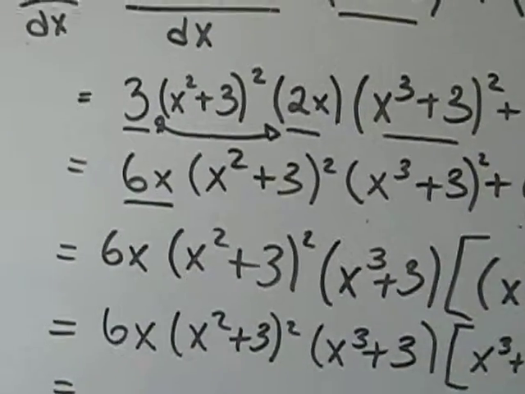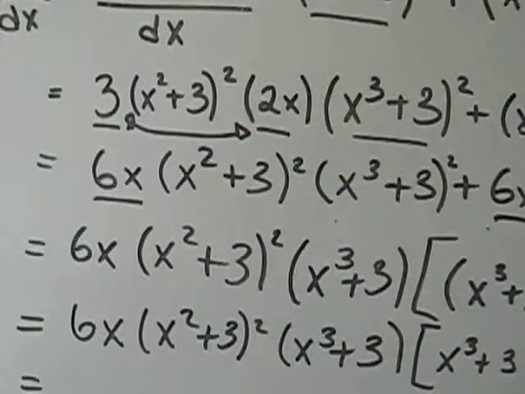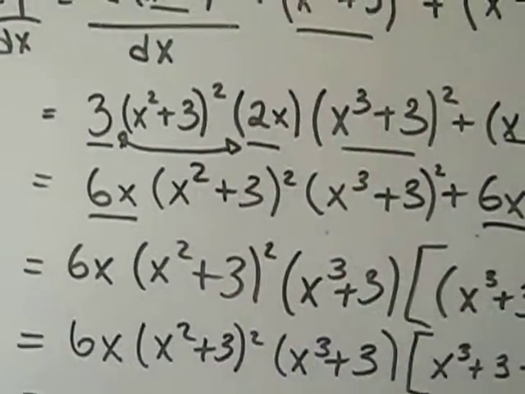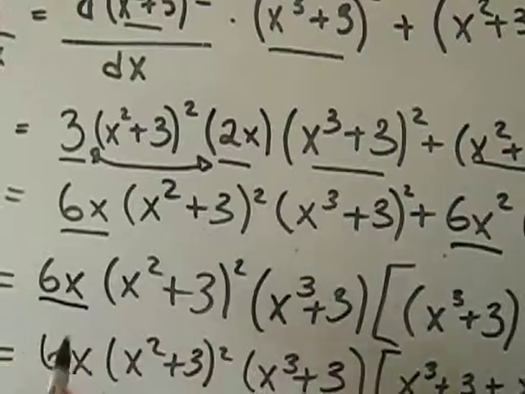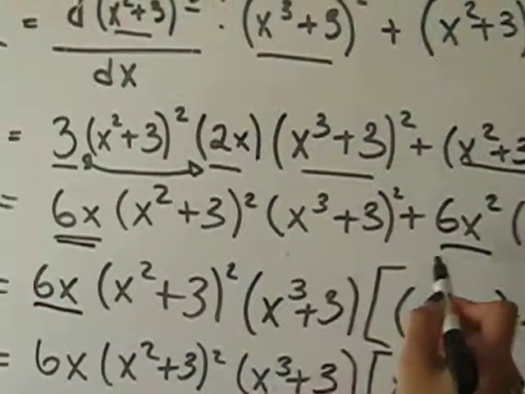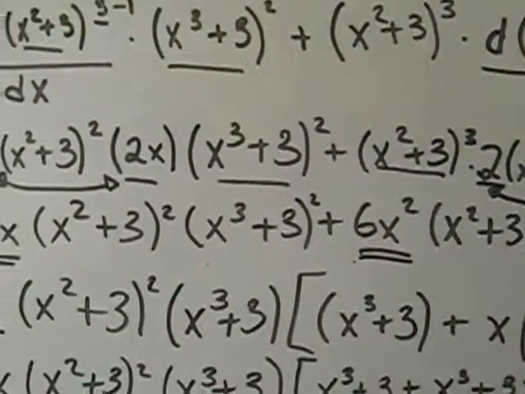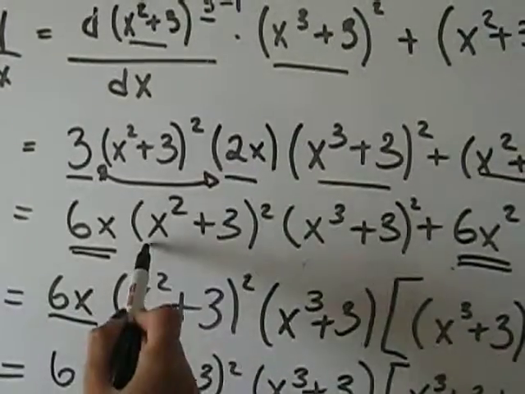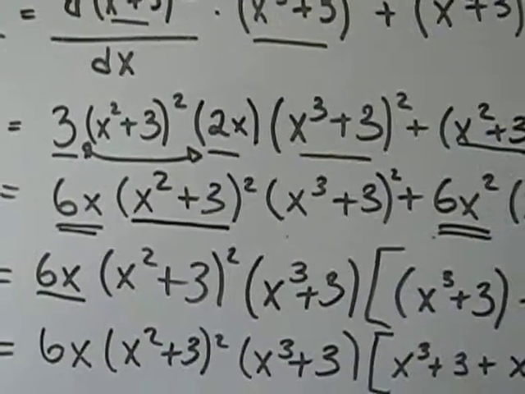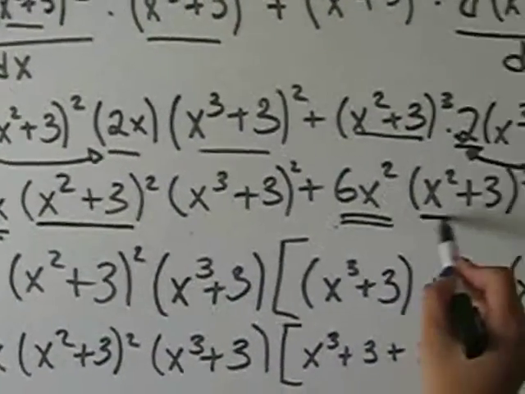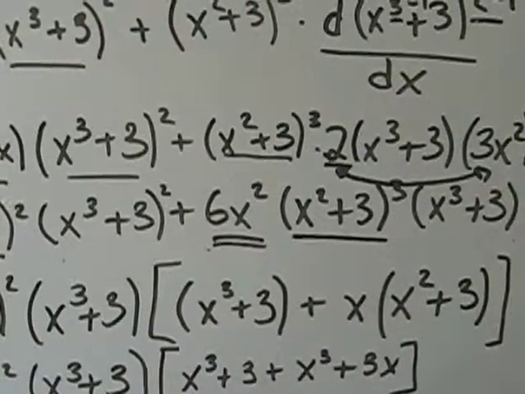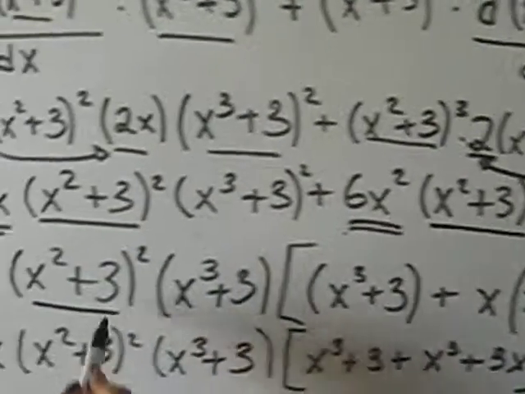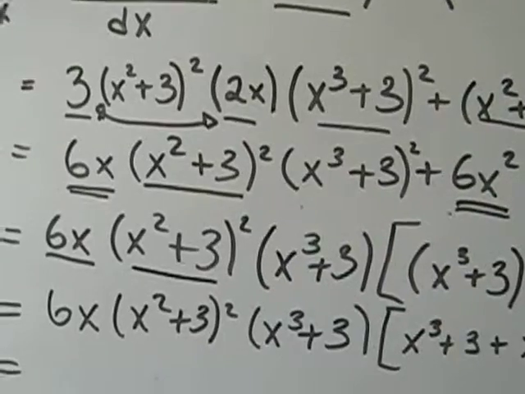After this, I would take a common factor from both sides and take it out of the equation. So I chose 6x because out of both of these two, 6x is the smaller exponent. Next, for the (x squared plus 3) to the power of 2, on the other side there's (x squared plus 3) to the power of 3. The smaller exponent would be (x squared plus 3) to the power of 2.